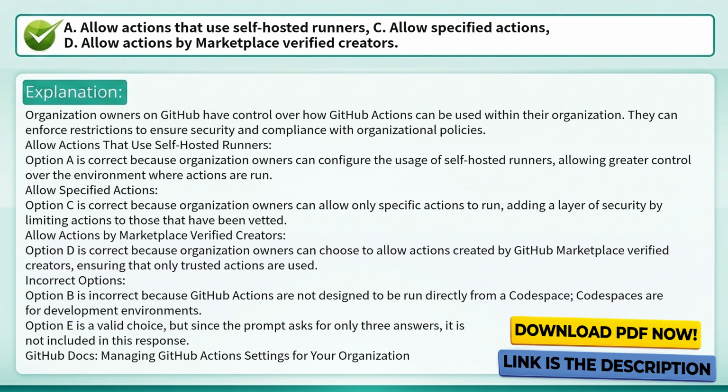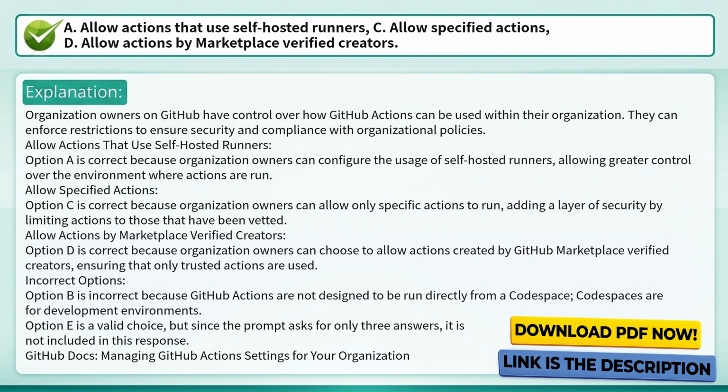Correct answer, A. Allow actions that use self-hosted runners. C. Allow specified actions. D. Allow actions by marketplace verified creators. Explanation: organization owners on GitHub have control over how GitHub Actions can be used within their organization. They can enforce restrictions to ensure security and compliance with organizational policies.